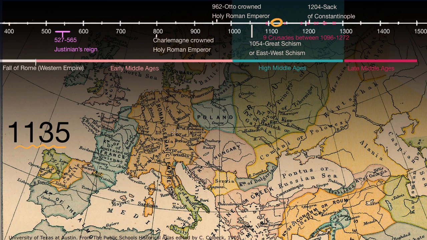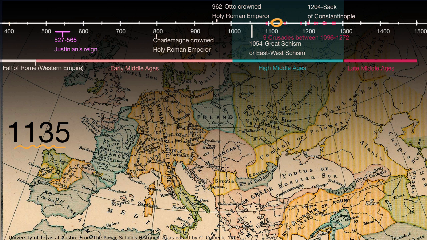Now, the other thing that you see, and we saw it on the last map, is that the Byzantine Empire is continuing to lose territory. And you can see the Muslim empires, in this case the Seljuk Turks, are able to take even more territory.